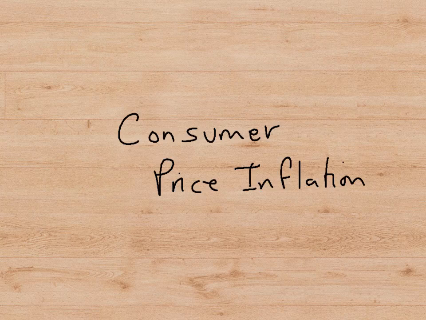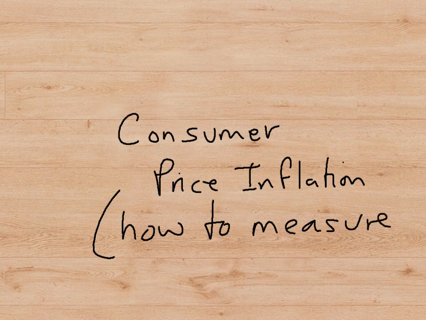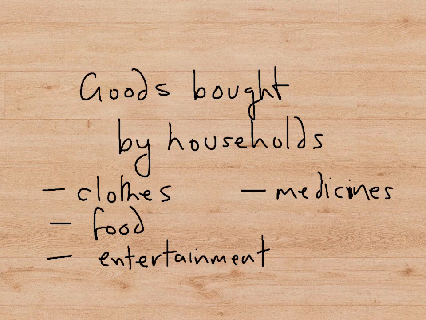This presentation is about consumer price inflation and in particular how to measure consumer price inflation. Consumer price inflation is possibly the most important type of inflation that we measure in the economy because it affects the entire population, because everyone is a consumer. And when the price of goods that consumers buy rises, it changes the behavior of all consumers, of all households. So it's important that we understand how we measure consumer price inflation.